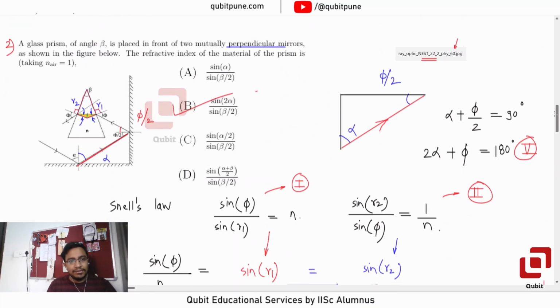So is it clear how we solved the MCQ? First of all, we obtained the relationship between alpha and phi. Then we applied Snell's law twice, once on the right face and once on the left face. Then we considered the relationship between the middle two angles R1, R2 and beta. It will always be R1 plus R2 equal to beta. And using those relationships, we finally managed to obtain the refractive index of the material of the prism.